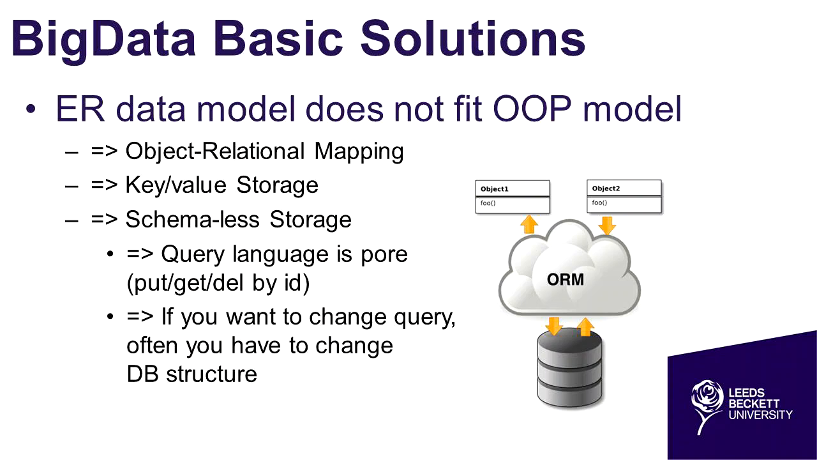Now, I've told you before, the traditional entity relationship model does not fit big data. It is important to capture the object relational mapping, or the ORM, rather than entity relationships. I think I've told you before that with big data, we are dealing with schema-less storage. What that means is that there's no rigid structure or schema to the type of data we are handling and their relationships. The queries are based on put, get, delete by object identifier. And as it says there, if you want to change the query, you often have to change the database structure.